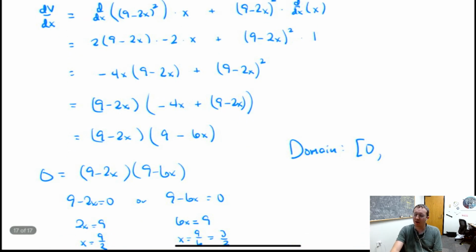So even though it's silly to think about the x being 0, which causes the volume to be 0, because it doesn't cause any mathematical issues to include 0, I do want to include 0. And I want to include it because then I have a closed interval. And closed intervals are the easiest kind of domain to optimize a function over.